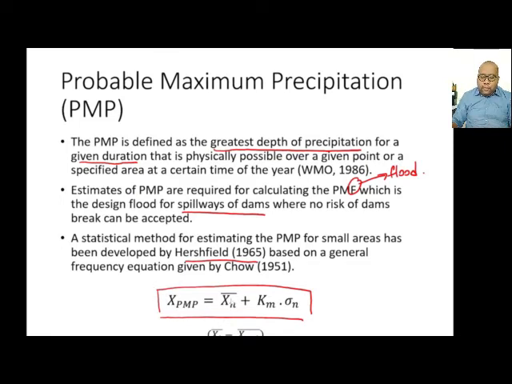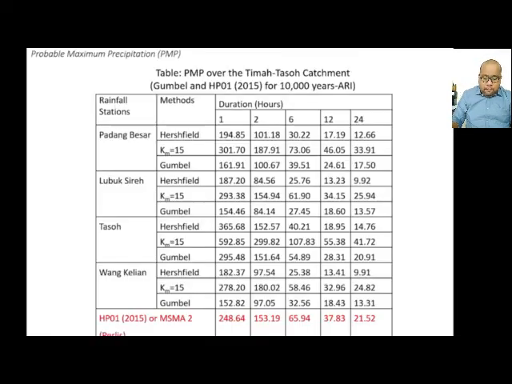You need to obtain the mean of the annual maximum first, and also the standard deviation, and then multiply with Km, which is the factor. So you can see the factor, you can use this formula. So this is the simple way to estimate the PMP.